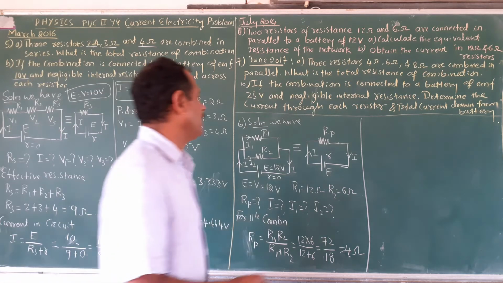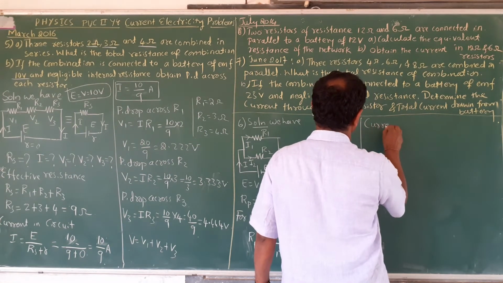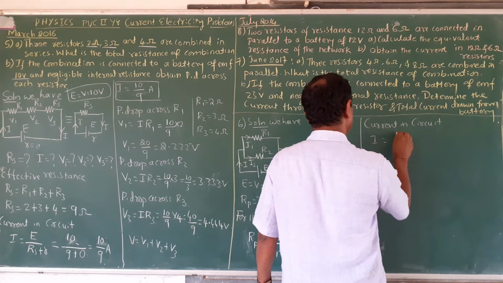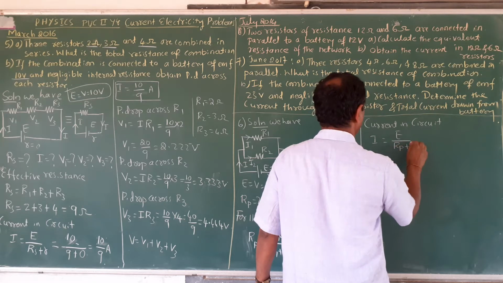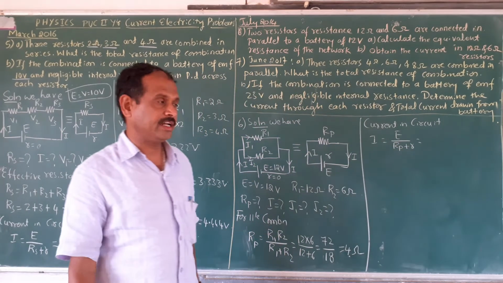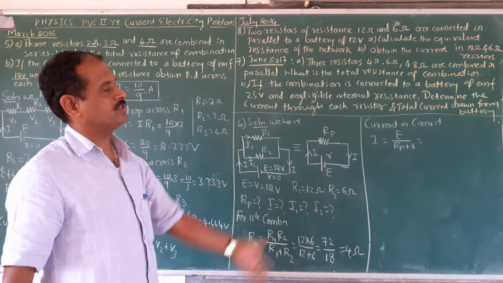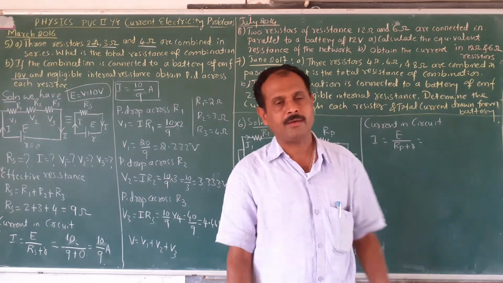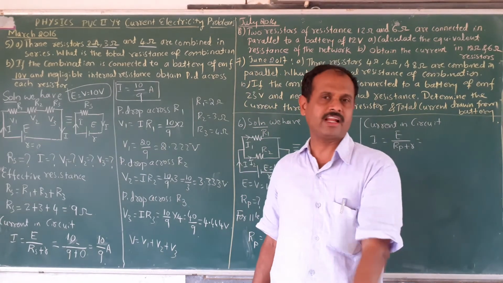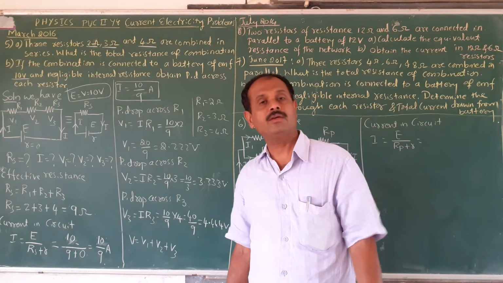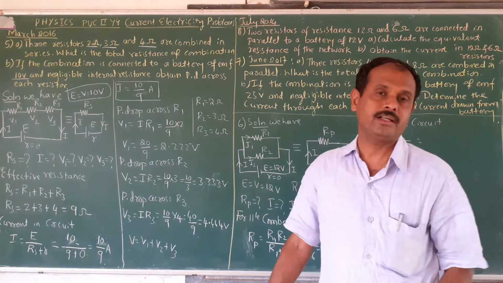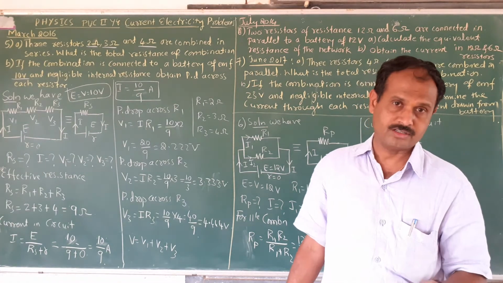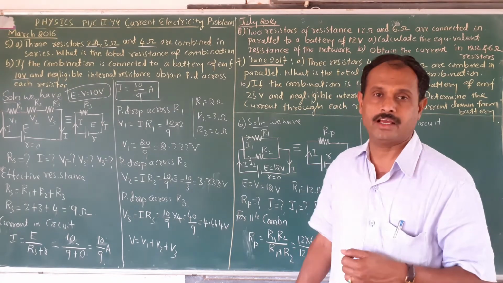Now the current in the circuit: I is equal to E divided by RP plus r. This is the expression for the current in a simple circuit. These are said to be simple circuits because we analyze the circuit by applying only Ohm's law. What is the meaning of analysis? You apply Ohm's law, find the current in the individual resistors and calculate the potential drop across each resistor. This is circuit analysis.